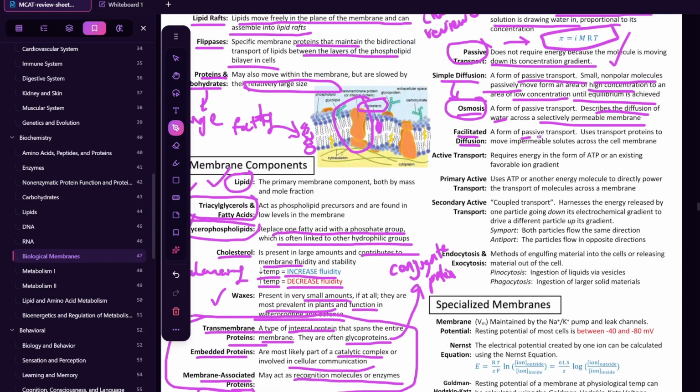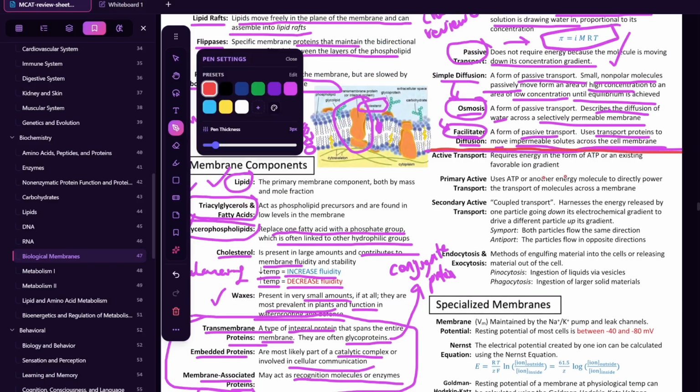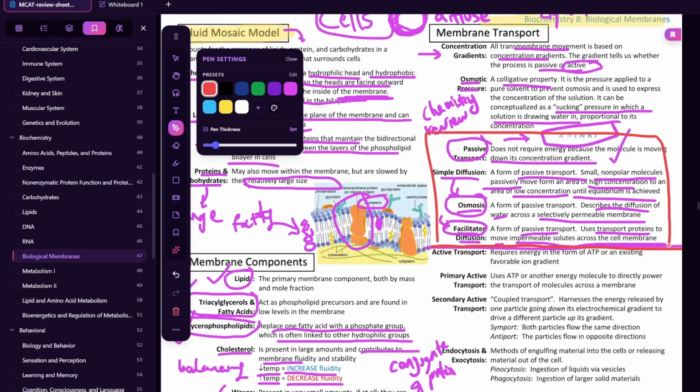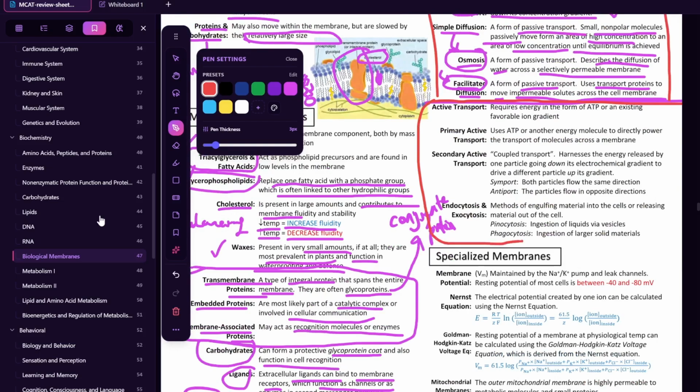Facilitated diffusion is also another form of passive transport, but you're using transport proteins to move impermeable salts across the membrane, so you're getting a little bit of help, which is why it's called facilitated diffusion. Okay, now we can move on to active transport, which is different. So you can draw a big red line in between passive transport, which is all of this, and now we're into active transport, which is here.